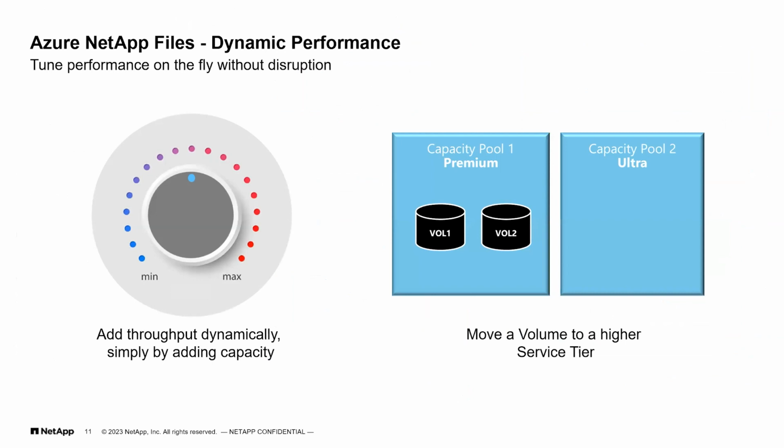So on the performance side, and this is really something that is unique to Azure NetApp Files, we wanted to give customers the ability to dynamically tune their performance on the fly, non-disruptively, right? We don't want to have to be moving or migrating data to get higher performance. We want to give customers the ability to do that. You really have two ways to accomplish this. And so the quickest and easiest is simply to add capacity to the volume.